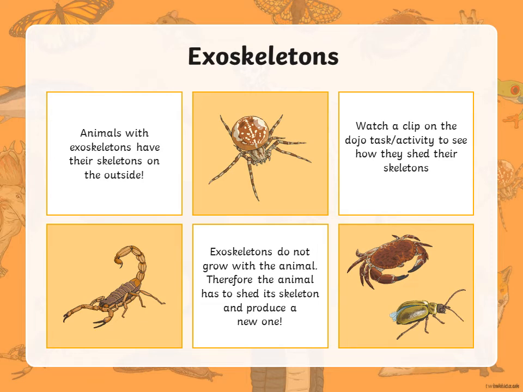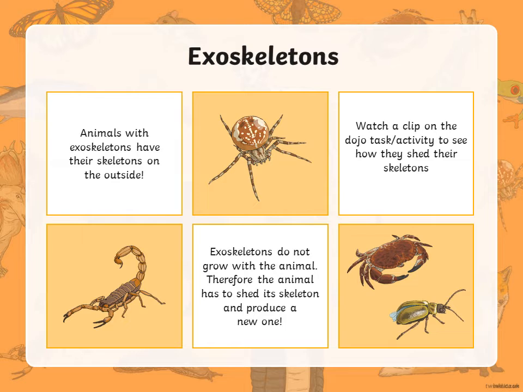Now exoskeletons. Here are some examples of animals with exoskeletons. A crab, a beetle, a spider and a scorpion. They have soft insides, but their outside layer is hard, like a shell almost. Animals with exoskeletons have their skeletons on the outside. Exoskeletons do not grow with the animal, therefore the animal has to shed its skeleton and produce a new one.